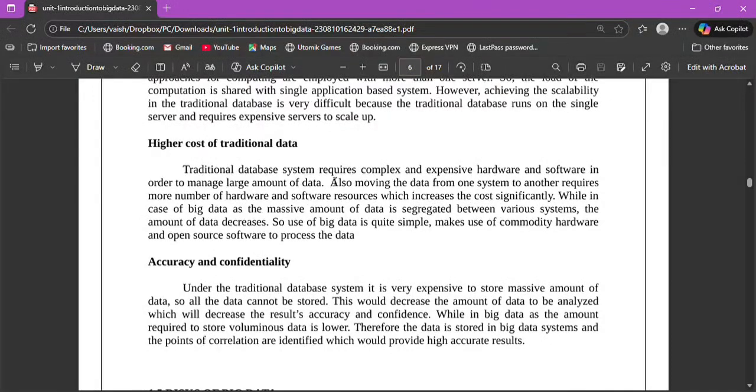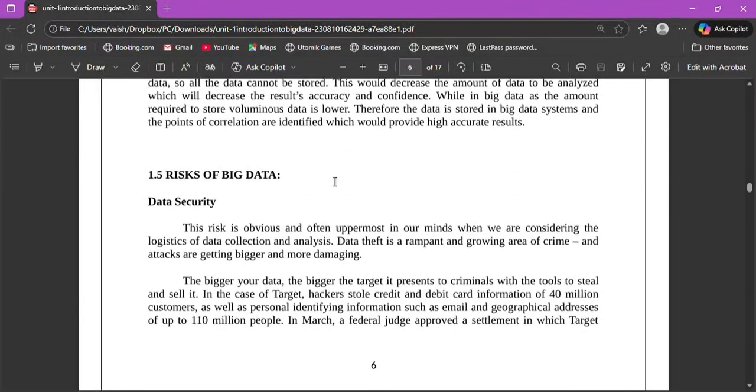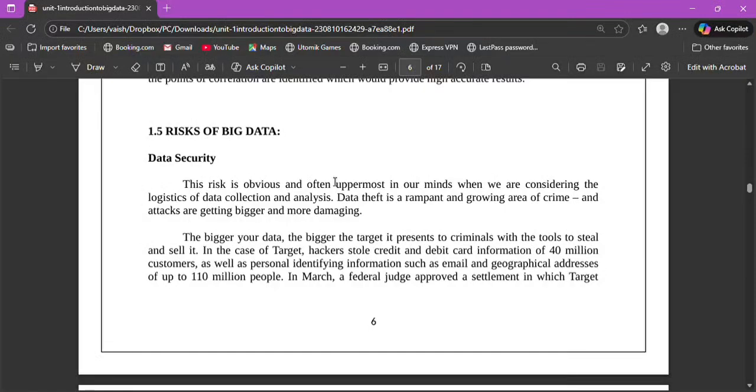Now, risks of big data. Data security. This risk is obvious and often uppermost in our mind when we are considering the logistics of data collection and analysis. Data theft is a rampant and growing area of crime, and attacks are getting bigger and more damaging. The bigger your data, the bigger the target it presents to criminals with a tool to steal and sell it. In the case of Target, hackers stole credit and debit information of 40 million customers, as well as personal identifying information such as email and geographical addresses of up to 110 million people.